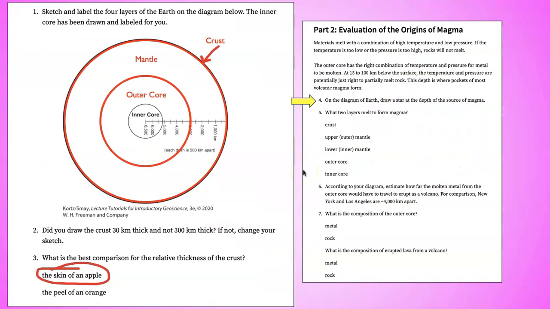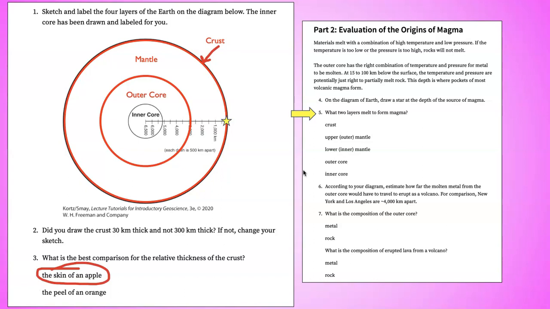I've taken that page and moved it to the left, and now we have the rest of the questions. And the beginning tells you a little bit about the outer core and the fact that it's liquid because of the temperature and pressure conditions. It also tells you about the conditions in which the mantle melts, which is about 15 to 100 kilometers below the surface because the temperature and the pressures are just right. Number 4 asks you to put a star on the diagram at the depth of the source of the magma. And so you should put it something like that between 15 and 100 kilometers below the surface.